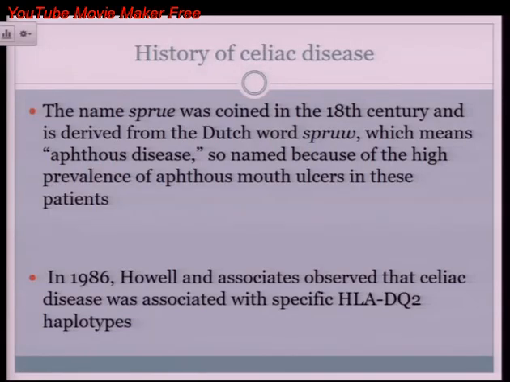So history of celiac. The term sprue was coined in the 18th century, and it's derived from the Dutch word sprue, which means aphthous disease. It was initially named because of the high prevalence of aphthous mouth ulcers in these patients. In 1986, Howell and associates observed that celiac disease was associated with specific HLA DQ2 haplotypes.